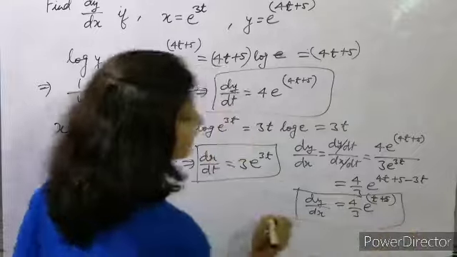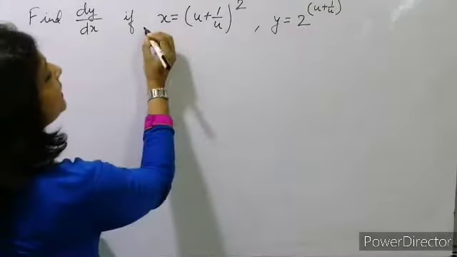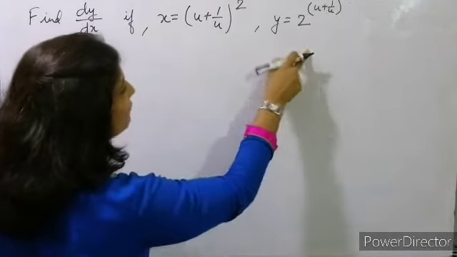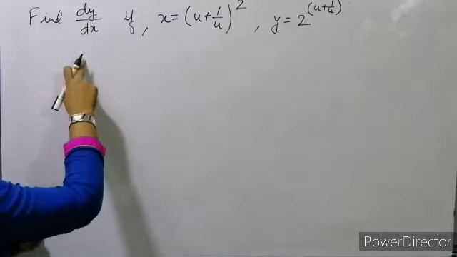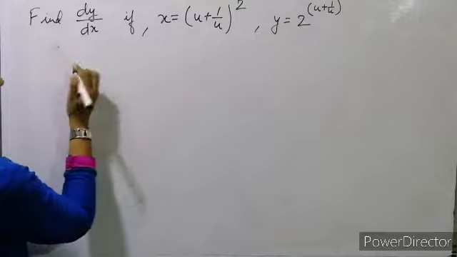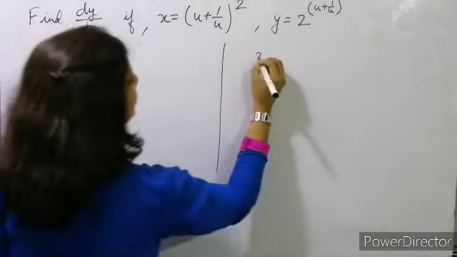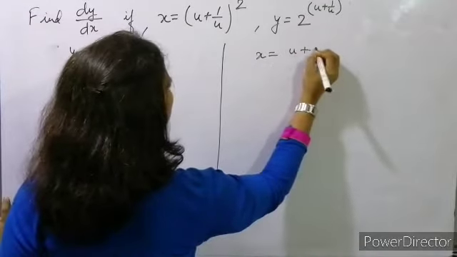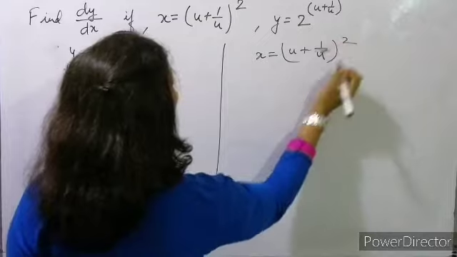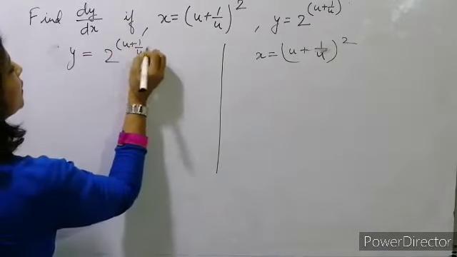ठीक है, so we have a question, we have to find out dy by dx if x का value is u के term में, x is a function of u, y is a function of u, and we have to find out the value of dy by dx. Okay, so first of all we'll find out dy. dy के लिए first of all we'll write y, यहाँ पे हम x के लिए लिखते हैं, x is equal to (u plus 1 upon u) to the power 2, and y is equal to 2 to the power (u plus 1 upon u).